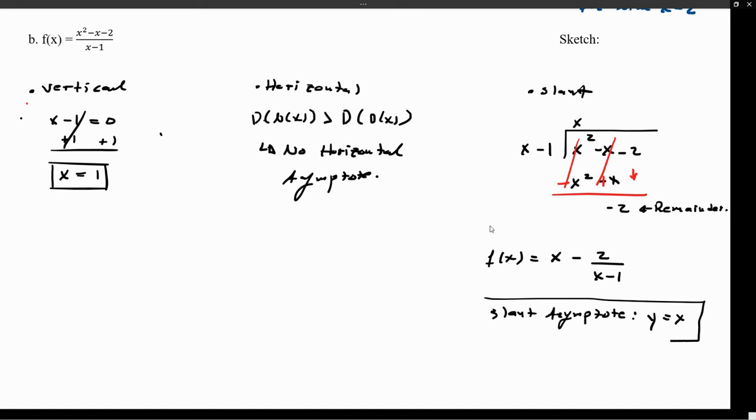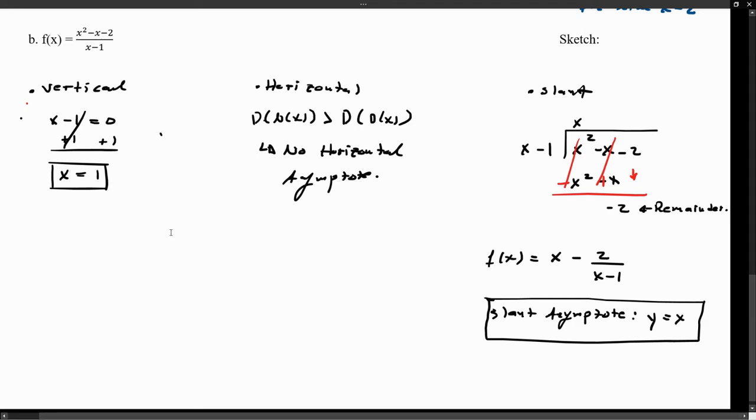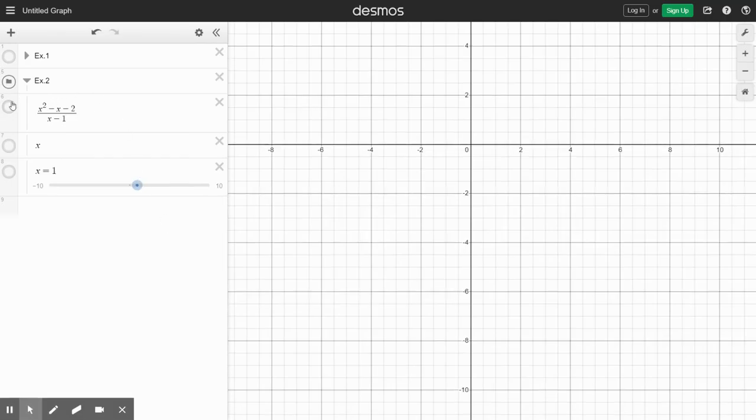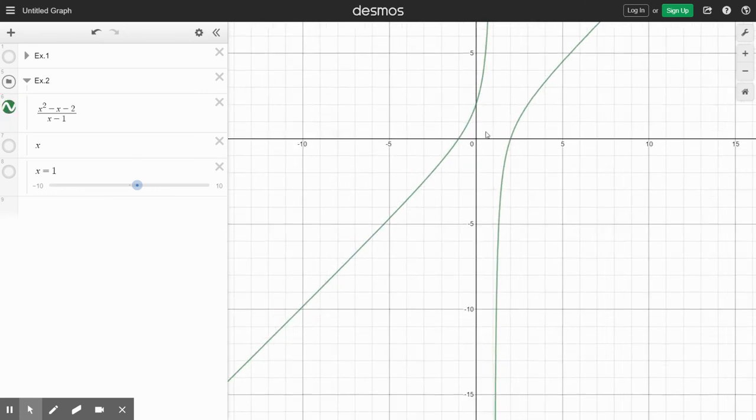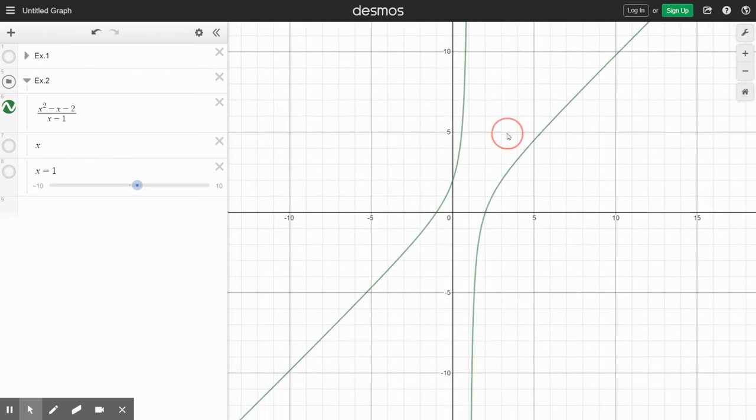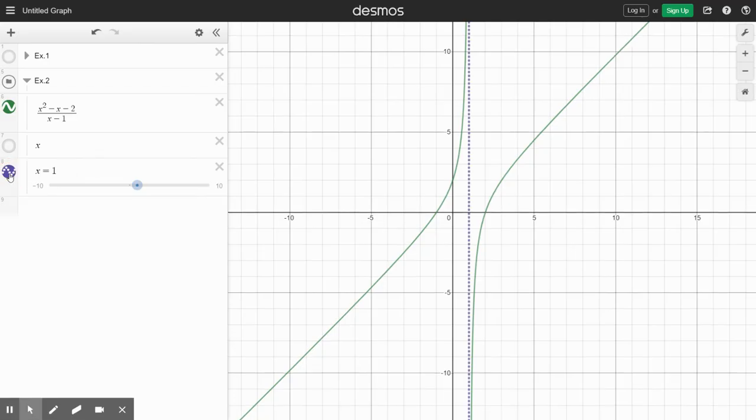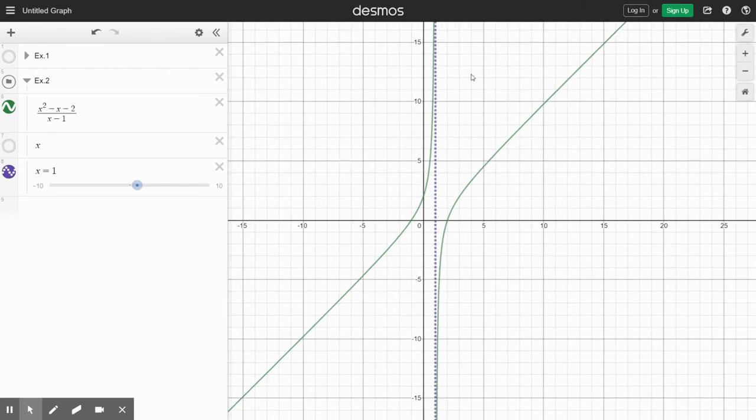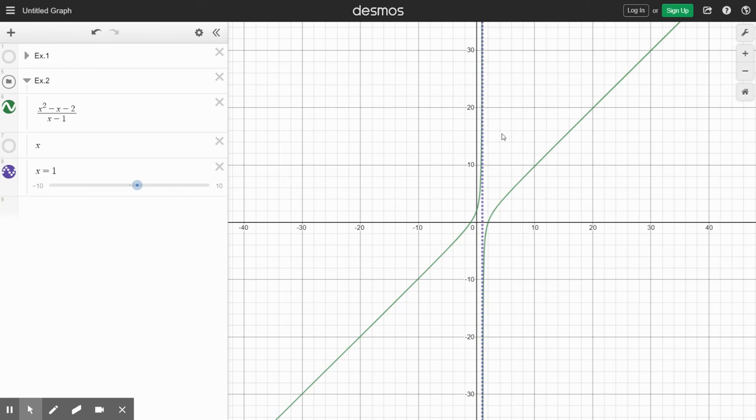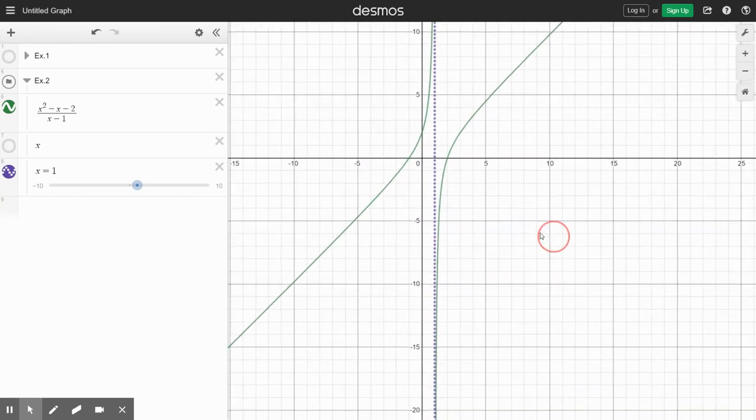So let's sketch our function and let's see if our slant asymptote and our vertical asymptote are correct. So let's go to Desmos now. Here we have the function that we started graphing, x squared minus x minus 2 divided by x minus 1. So this is the actual graph of this function. And now we're stating that we have a vertical asymptote at the line x equals 1. So let's graph that. Yes, it seems to be accurate. We seem to have a vertical asymptote at x equals positive 1. Notice that if we zoom out, yep, it fits the description of a vertical asymptote.